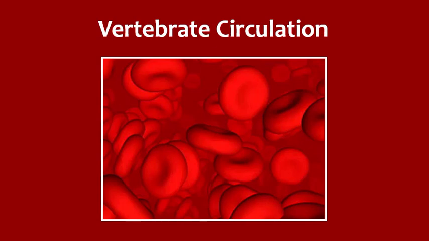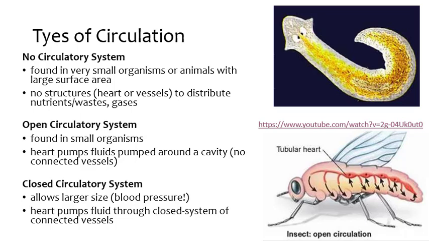Let's focus on 3 different types of circulation now and go into detail on the vertebrate system. There are 3 types of circulatory systems: none, open, or closed.